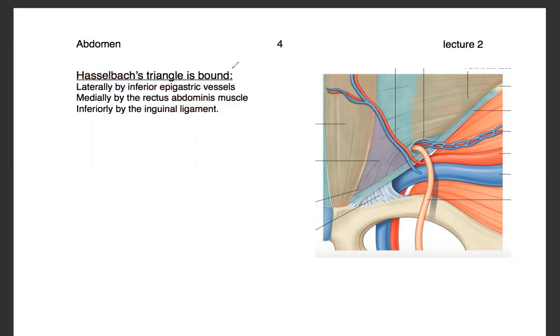Look at that. It basically summarizes the entire inguinal canal. We said the most important thing in the inguinal canal is the contents and the boundaries, and clinically, the hernia. Okay?